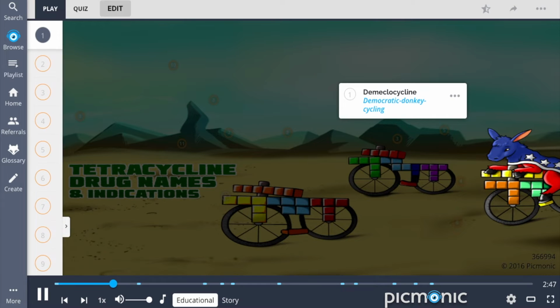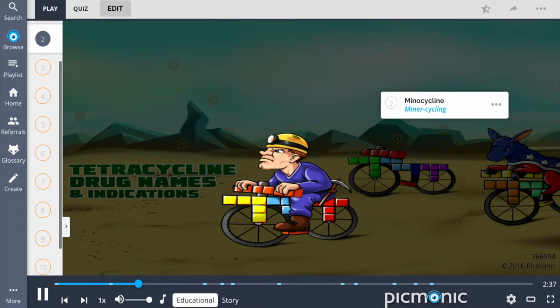Demeclocycline, portrayed by the Democratic donkey cycling, is used to treat SIADH, or Syndrome of Inappropriate Antidiuretic Hormone, and we'll discuss this later on in this Picmonic. Meanwhile, minocycline, shown as the minor cycling, has a slightly broader spectrum than other tetracycline antibiotics.